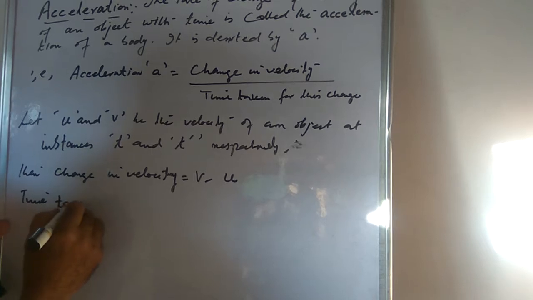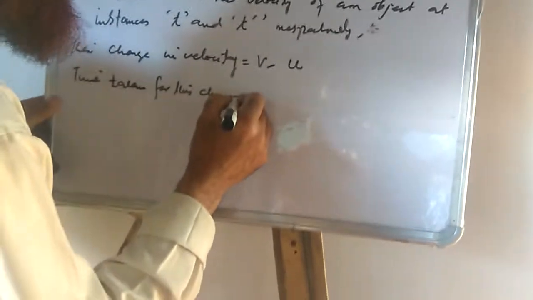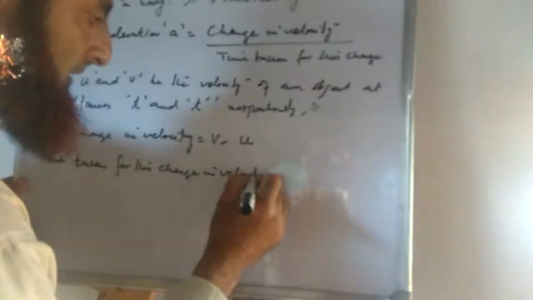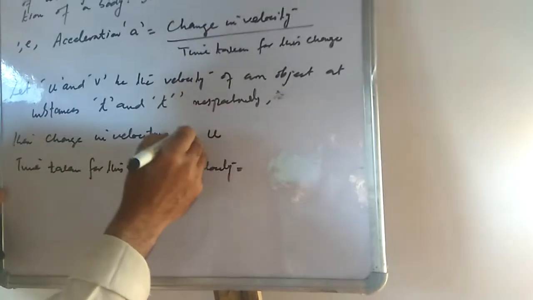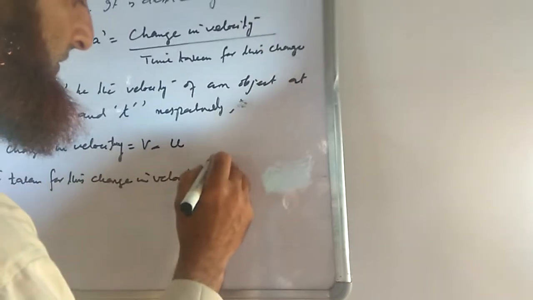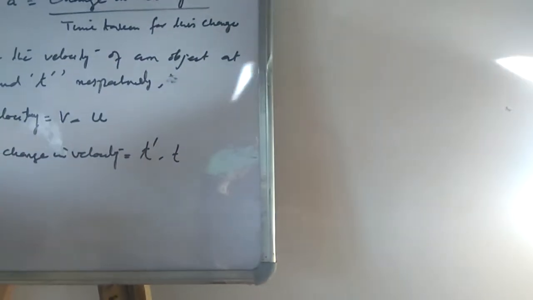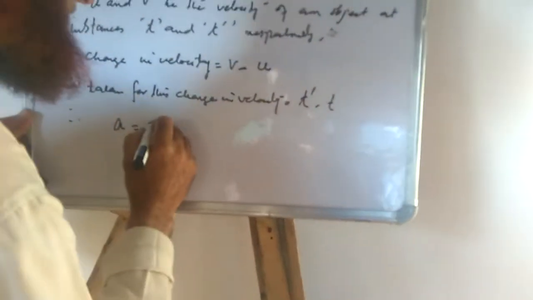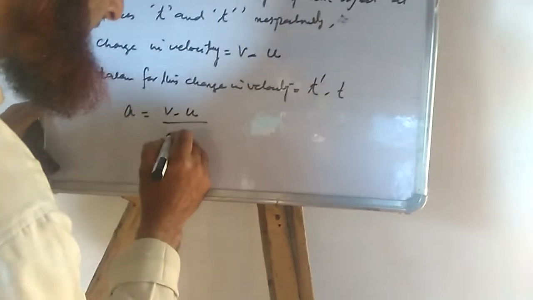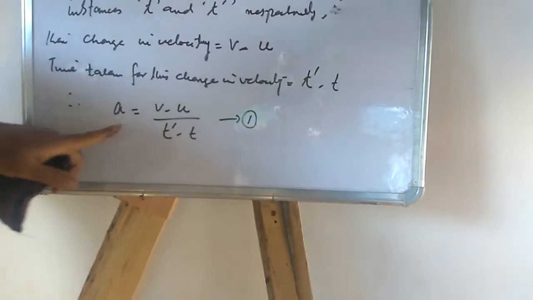Time taken for this change in velocity. The velocity changes from u to v, or we can say v minus u. How much time has it taken? That is t dash minus t, final time minus initial time. Therefore, a is equal to change in velocity, that is v minus u, divided by time taken, t dash minus t. This is the acceleration.